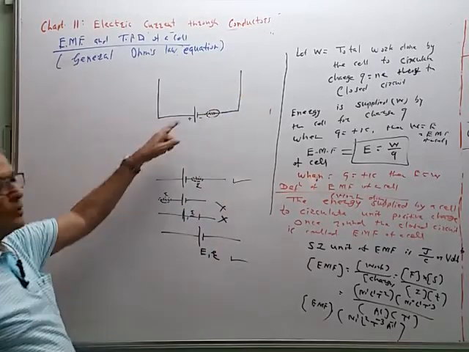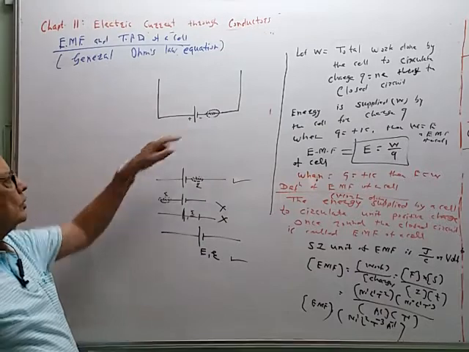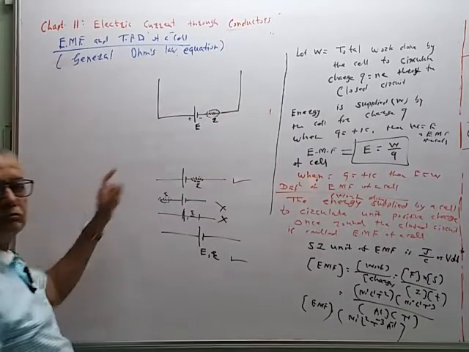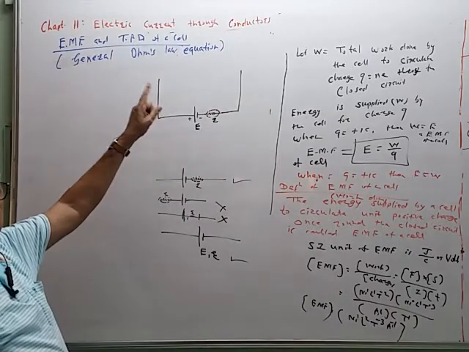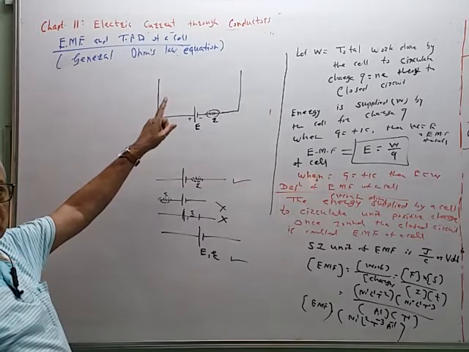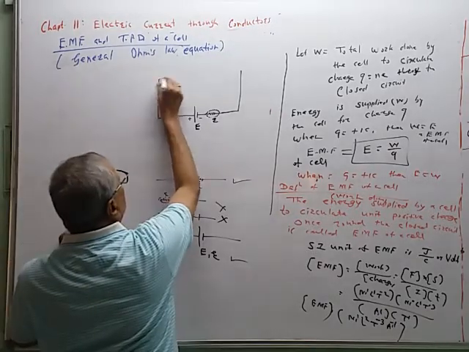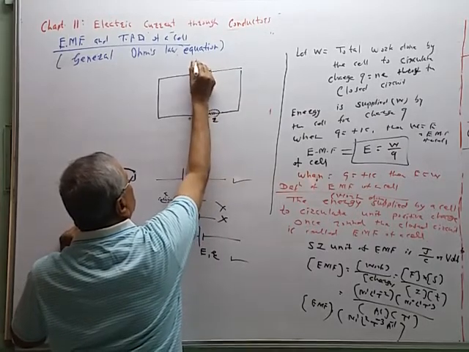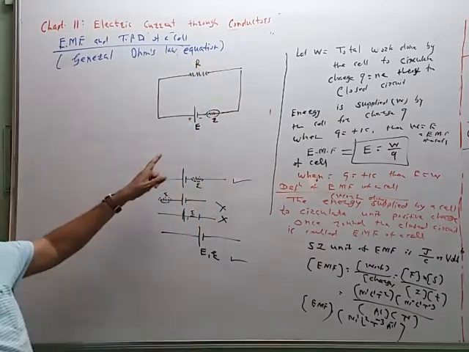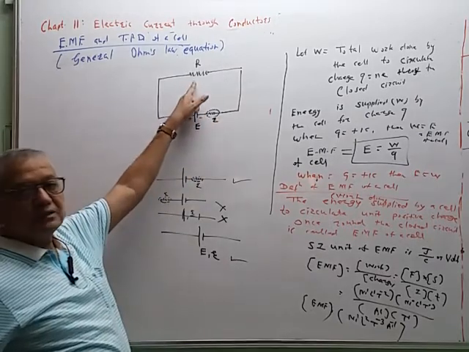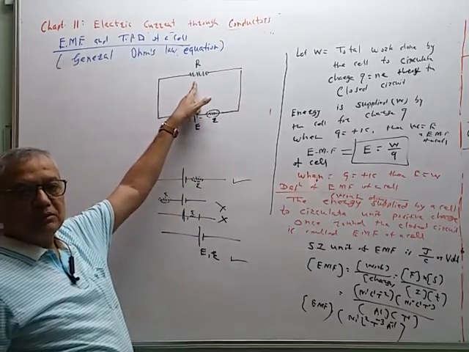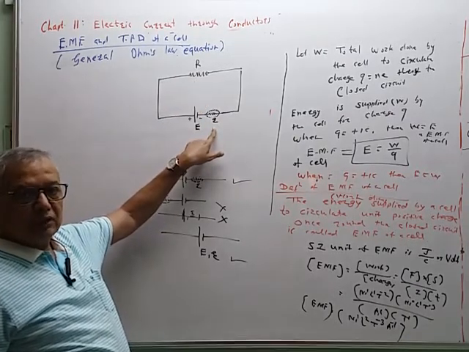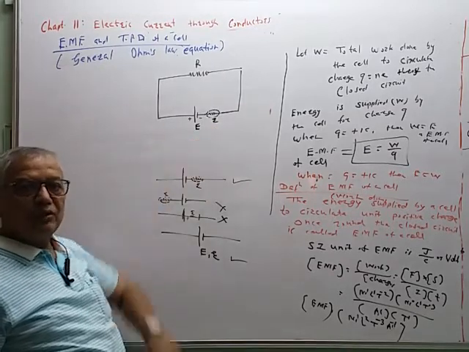Now across this cell of EMF E, with internal resistance r, we are using the electric bulb, torch bulb, whose filament has resistance R. So instead of the filament, we are using this external resistance R. Master circuit: cell, internal resistance, external resistance of the filament of the torch bulb like this. Internal resistance is due to the material, ZnSO4, electrolyte solution, etc. Same circuit we are using.